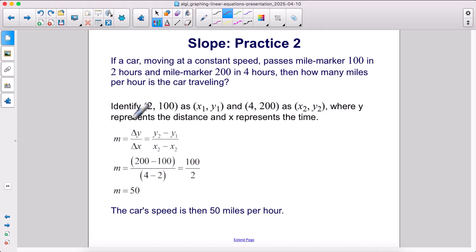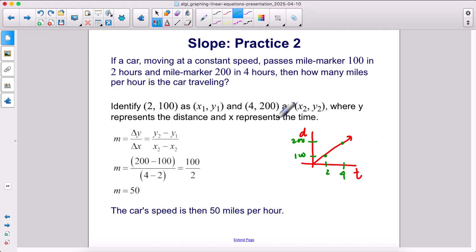Here y represents the distance that we're traveling, so distance is on the y-axis and time is on the x-axis. So we get a line like this. I'm just going to show you. We get about 2 and 4. So at time 2, we are at 100 miles, and at time 4, we are at 200, like that. So this is a graph of this situation, but we don't need a graph, but it's nice to visualize.